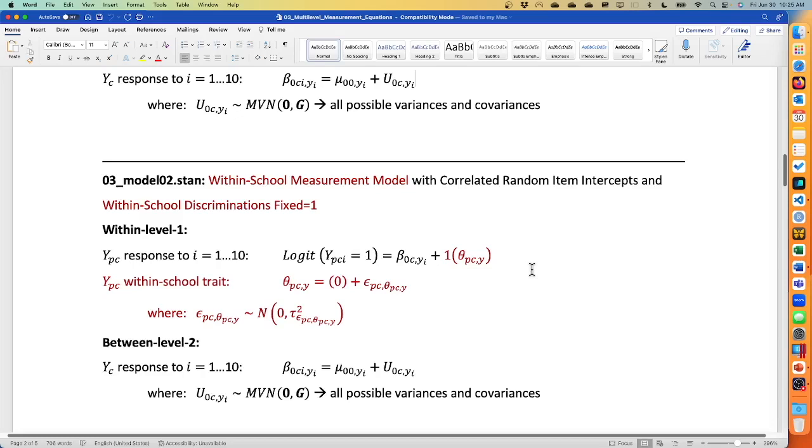So question for you, how many random intercepts do we have for school in this? 10, thank you. How many thetas per person do we have?